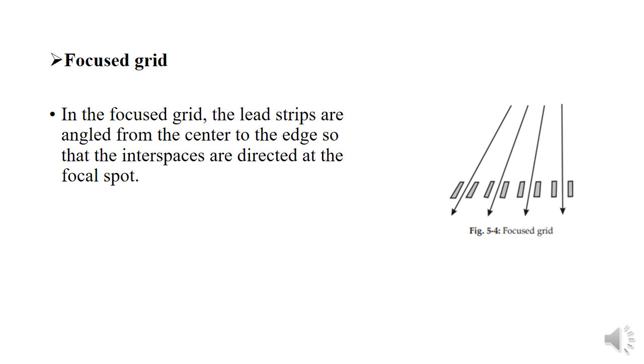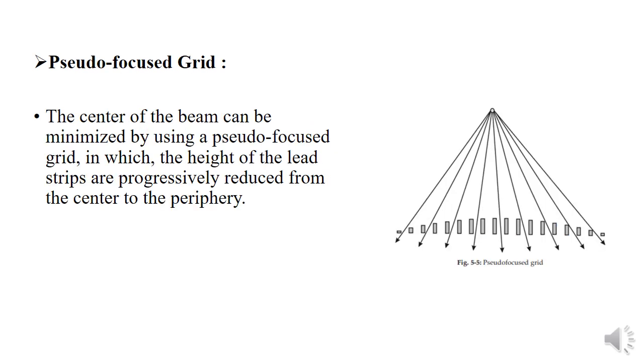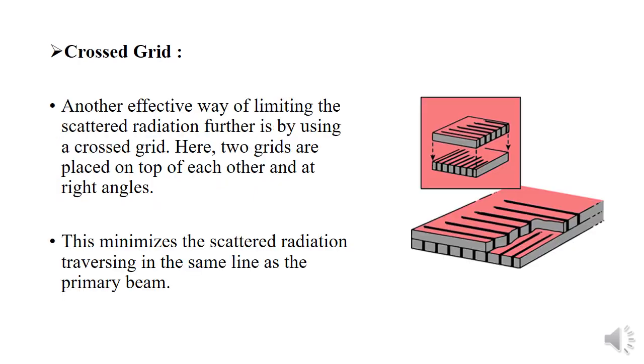Now the focus grid. In the focus grid, the lead strips are angled from the center to the edge so that the interspaces are directed at the focal spot. Now the pseudo-focus grid. The cutoff at the edge of the beam can be minimized by using a pseudo-focus grid, in which the height of the lead strips is progressively reduced from the center to the periphery.